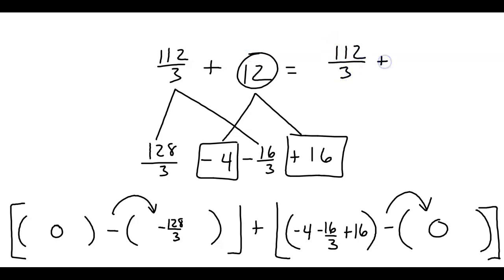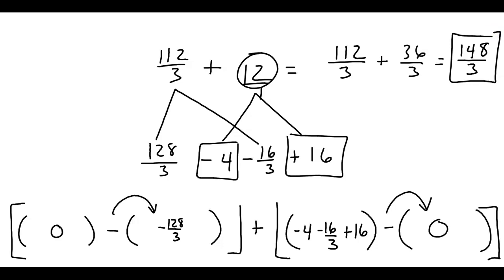So it's going to be 112/3 plus, if I put this 12 over 1 and multiply the top and bottom by 3, I'm going to get 36/3. And then by adding these together, I'm going to get 148/3. And that would be our answer there. So that's the total area.